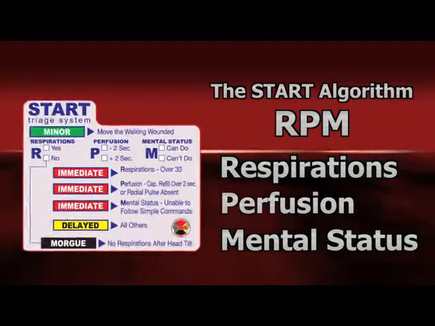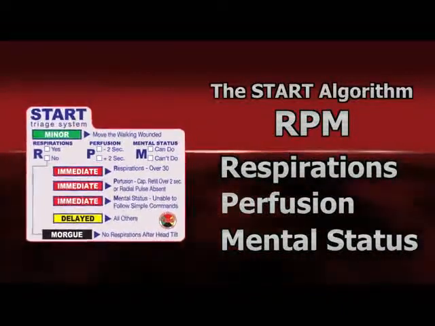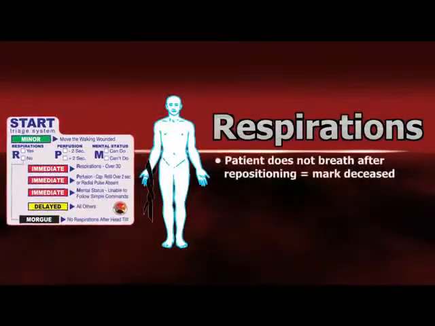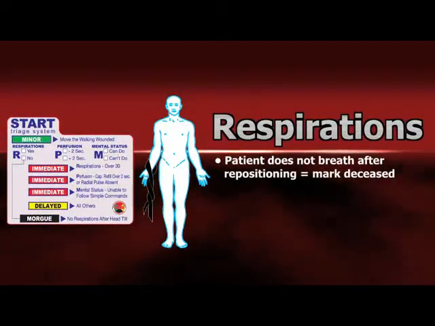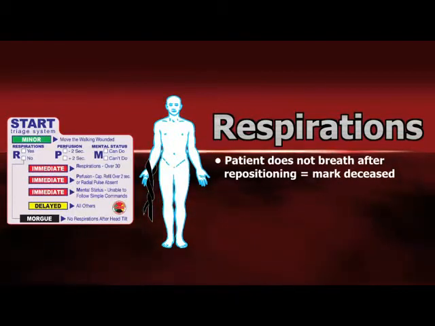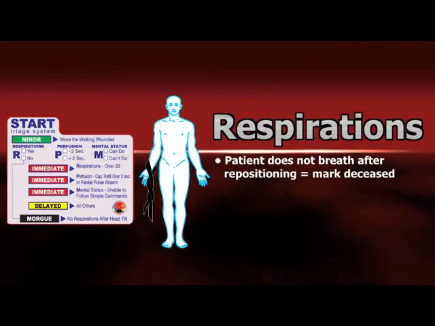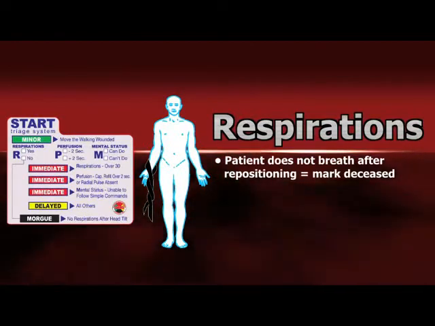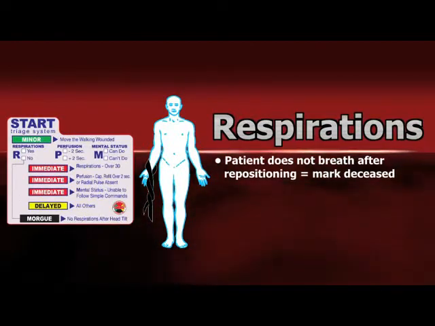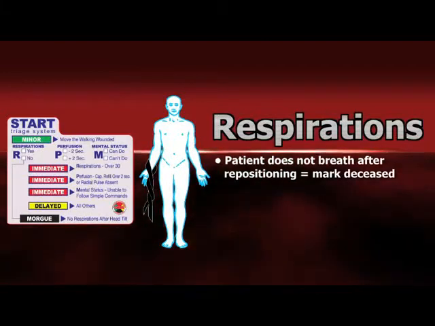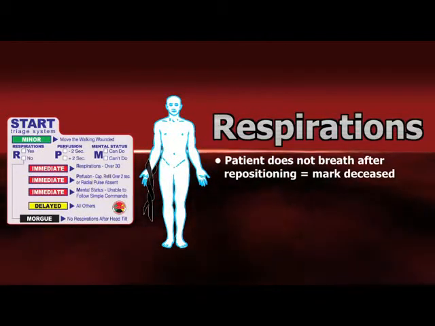Remembering the formula called RPM will guide you through the START triage assessment process. Respirations. If the patient is not breathing and does not begin breathing once the airway has been opened, mark the patient as deceased or black and move to the next patient. Triage team members should not begin CPR on the patient who is not breathing and does not begin breathing once their airway is opened. CPR will delay the evaluation and care of the remaining patients on scene.